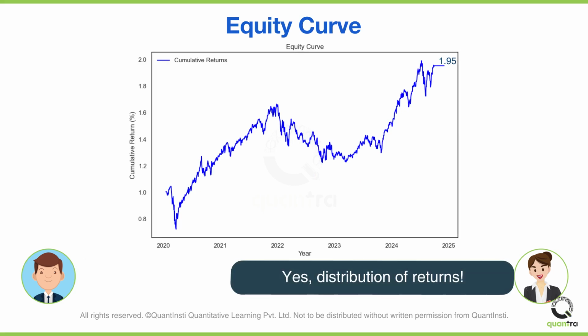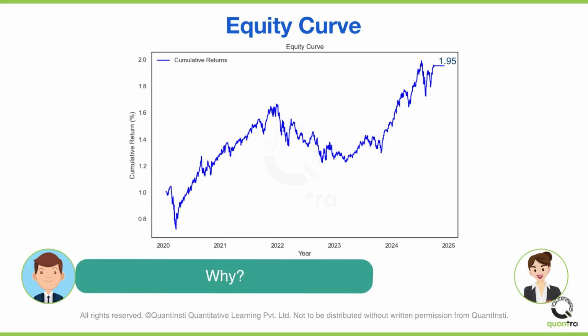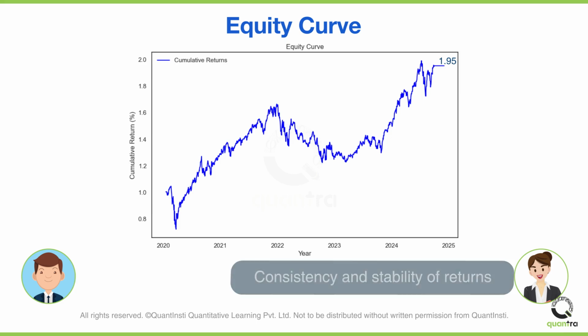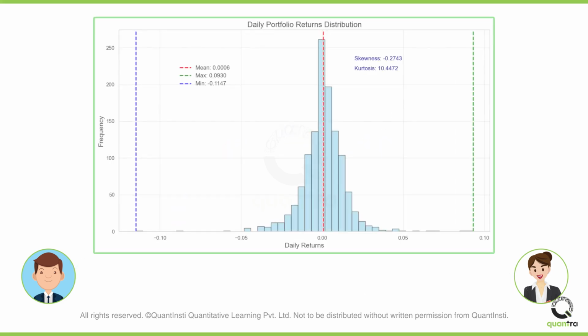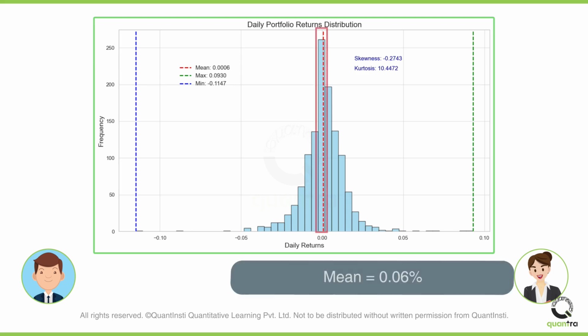In addition to the analysis of factor and asset-level returns, we also need to study the distribution of returns. Why do we need to study the distribution of returns? It will give an idea of how consistent and how stable the daily returns for the portfolio are. Can you give an example? This is the histogram of the portfolio's daily returns. As you can see, the mean daily returns are 0.06%.